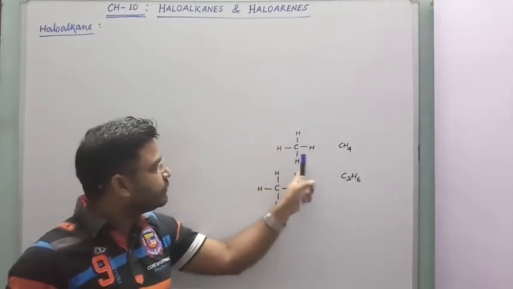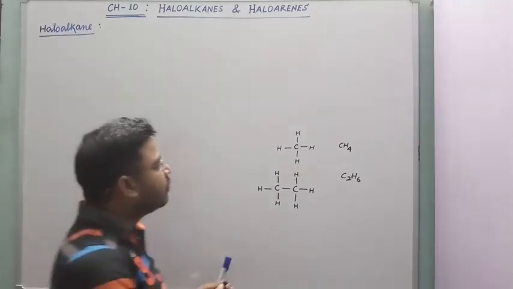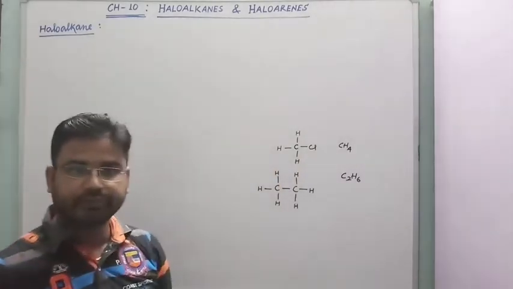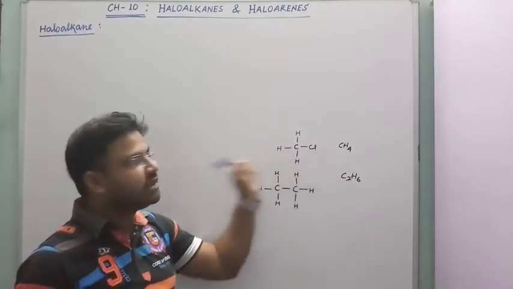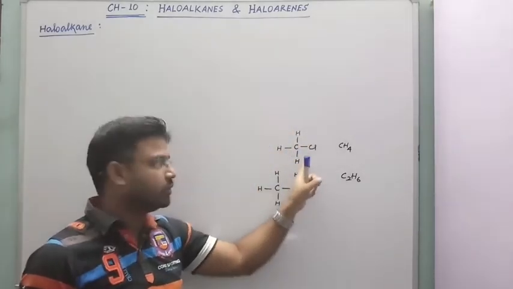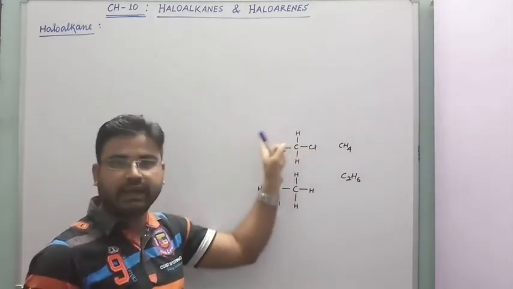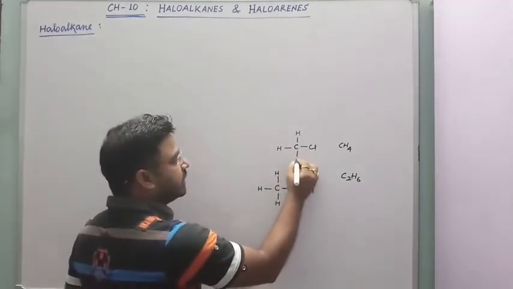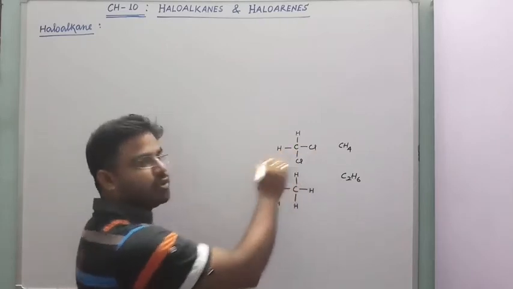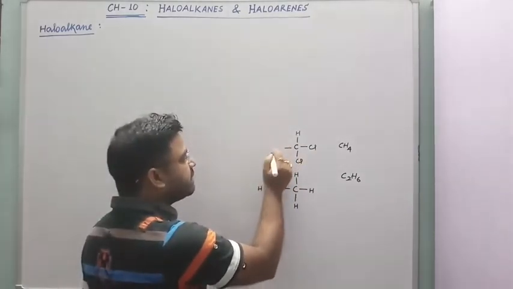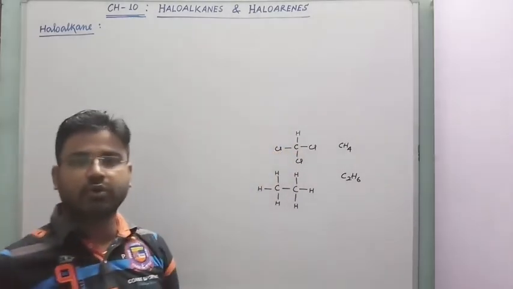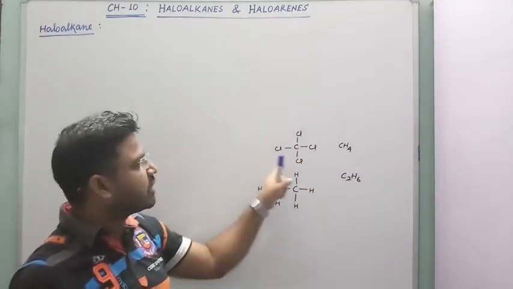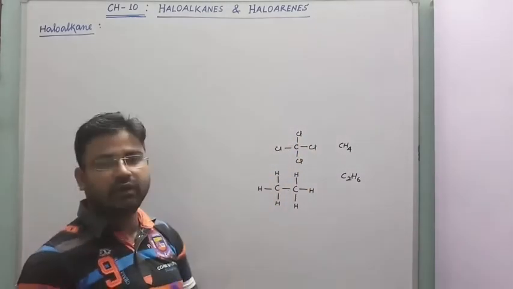See here CH4, this is methane. When one hydrogen atom is replaced by one halogen, the halogen is chlorine. So this is chloromethane. Now from methane it has become chloromethane. So chloro is the halogen, methane is the alkane, chloromethane is a haloalkane. Two hydrogen atoms replaced by two halogen atoms, dichloromethane. Three hydrogen atoms replaced by three halogen atoms, trichloromethane. All four hydrogen atoms replaced by four halogen atoms, tetrachloromethane. So these are haloalkanes.